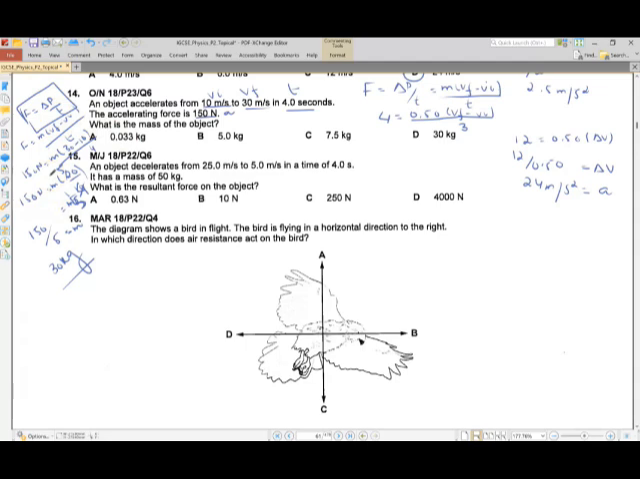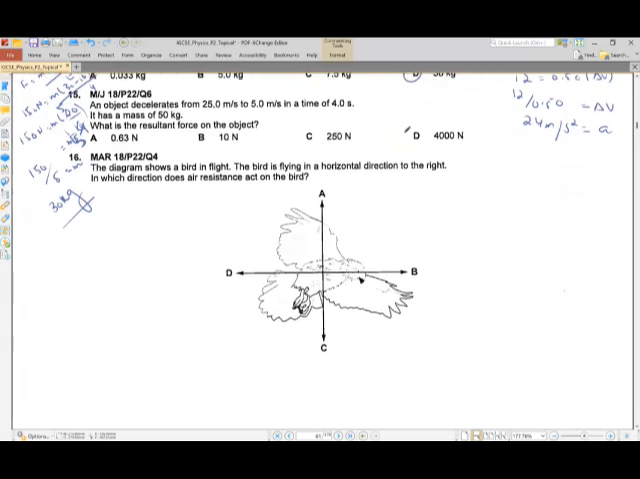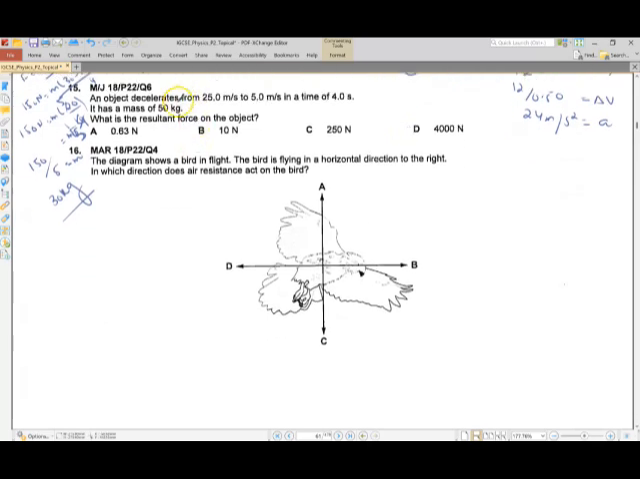Okay, now moving on to, okay, D was the correct answer. Sorry, didn't mention the correct answer. Okay, moving on to question number 15. An object decelerates from 25 meter per second to 5 meter per second in the time of 4 seconds. It has a mass of 50 kgs. Just give me a moment. Okay. What is the resultant force on the object? Okay, resultant force we have to find. We've been given Vf, Vi, time and mass as well.